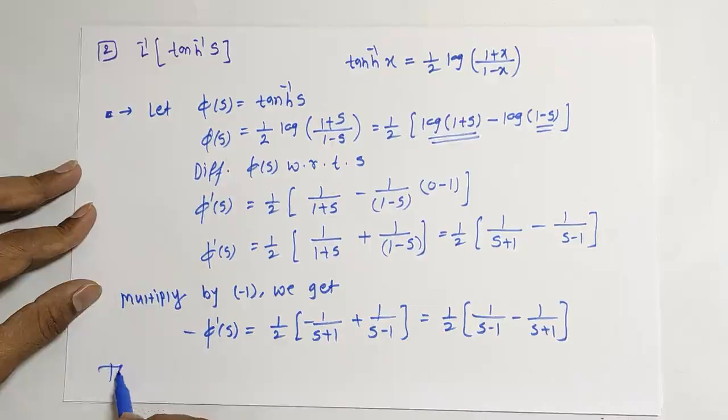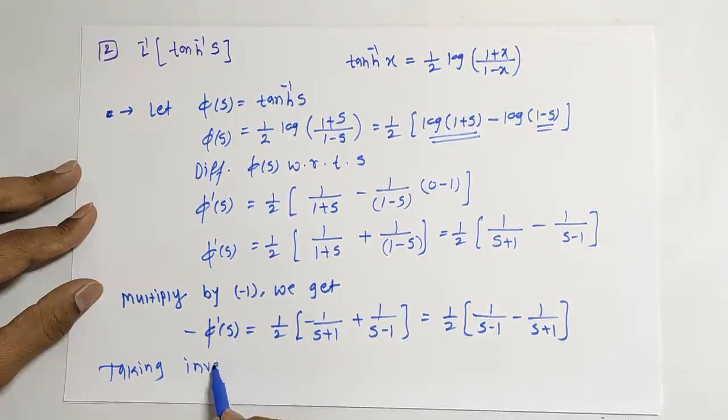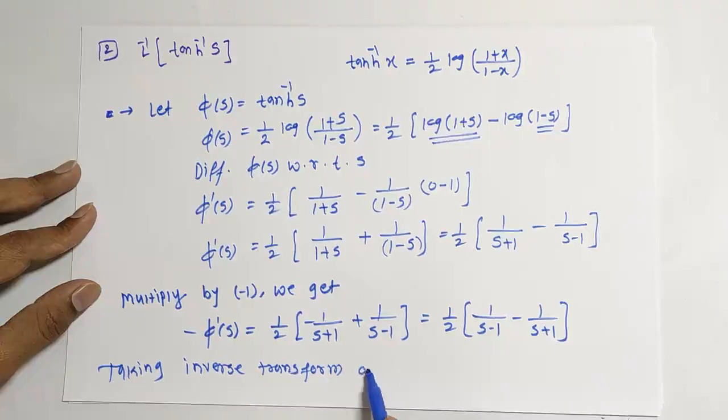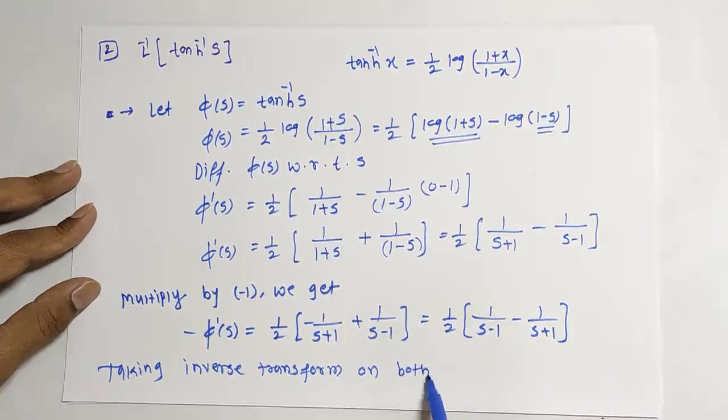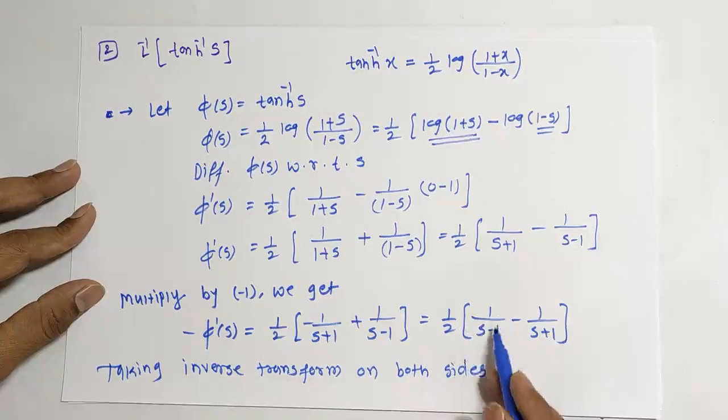Now taking inverse Laplace transform on both sides, see what will happen if I take inverse. Remember this: 1 by 2, 1 upon s minus 1 minus 1 upon s plus 1.